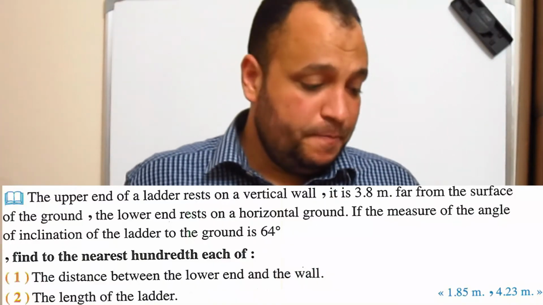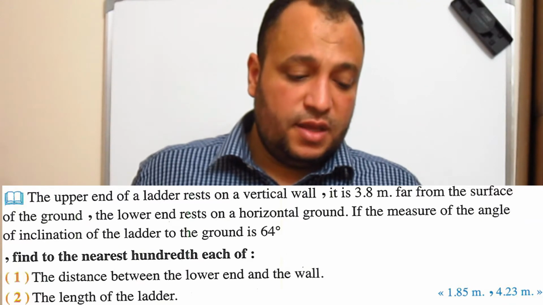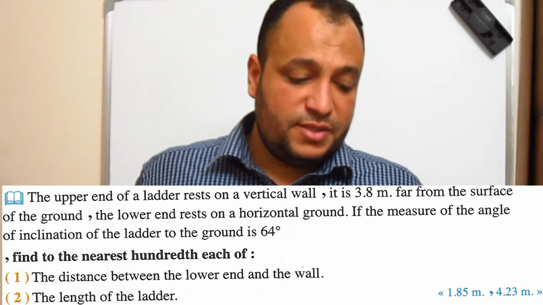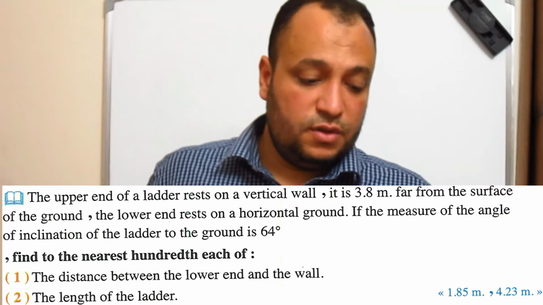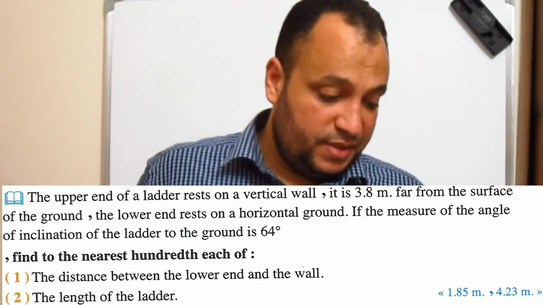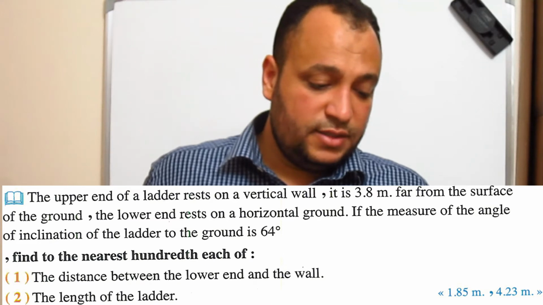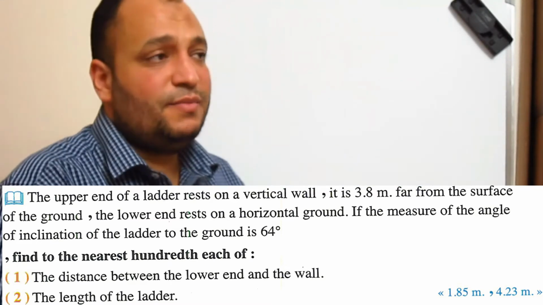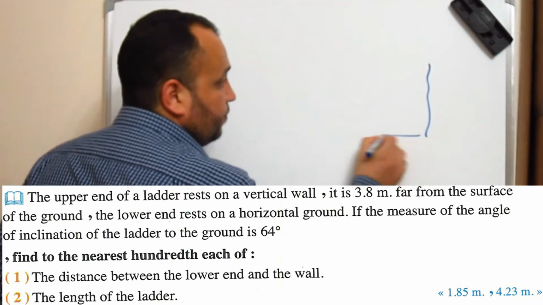بعد كده يا جماعة page 66 question number 14. The upper end of the ladder rests on the vertical wall. It's 3.8 meter from the surface of the ground, and the lower rests on the horizontal ground if the measure of the angle of inclination of the ladder to the ground is 64 degrees. Find to the nearest hundredths each of the distance between the lower end and the wall. Number 2 the length of the ladder. Okay, تعالى بقى نرسم مع بعض كده ونشوف الحل بتاعنا هيكون ازاي. ادي الوول.